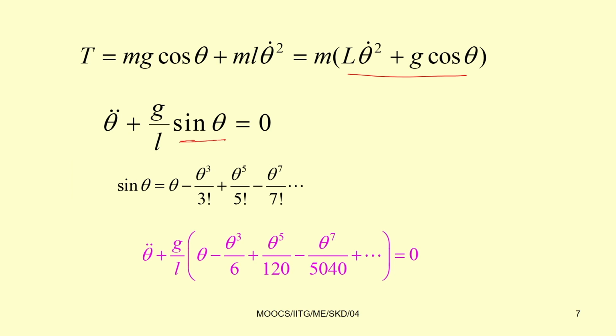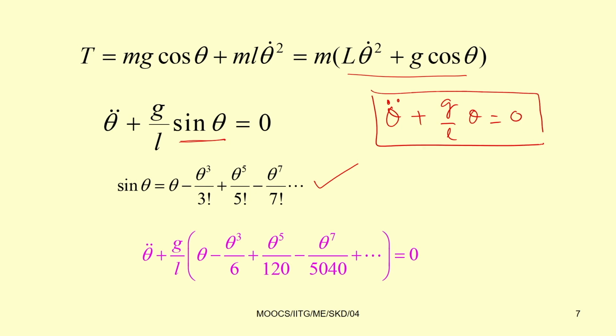Already in the introductory class I have expanded this sin theta. If theta is small, then sin theta can be written as theta, and the motion can be written as theta double dot plus g by L theta equal to 0. This is the motion of a simple pendulum in linear form. You are already familiar with this, where g by L is nothing but omega n square.